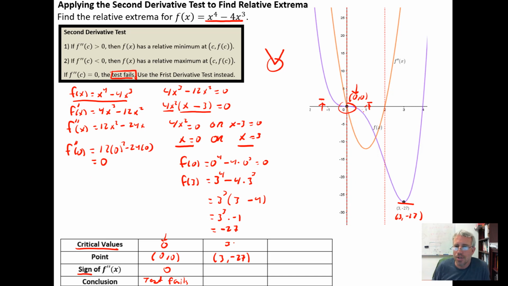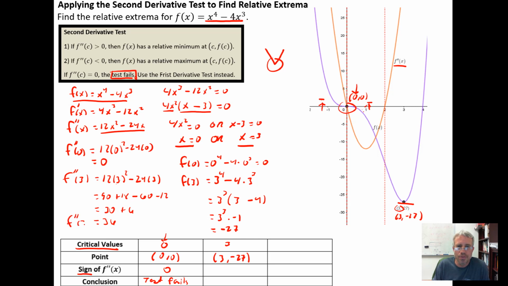And then we do the same thing with the other critical number. We plug 3 into the second derivative. So f double prime of 3 equals 12 times 3 squared minus 24 times 3, and you just crunch this out. 3 squared is 9, so we get 108 minus 72. So we get 36.